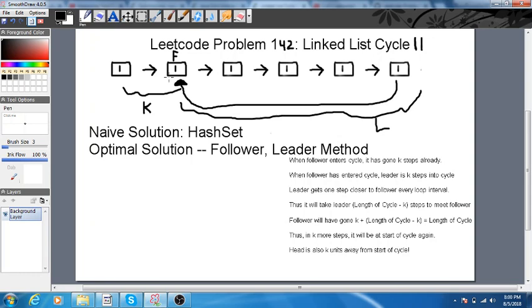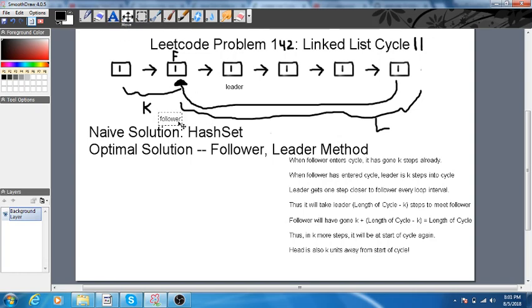So just by looking at this, we can know. Well, I'll show you just to prove it. We know the follower and the leader, and I'm just going to tell you they're going to meet here, and I'll show you. The follower will start here, and the leader will also start here. We're going to move the leader by 2 and the follower by 1.